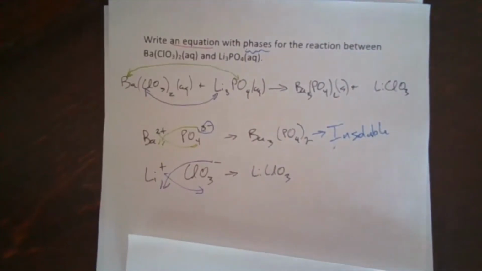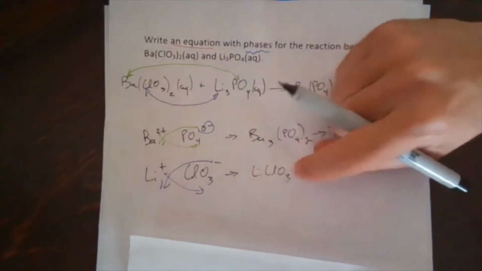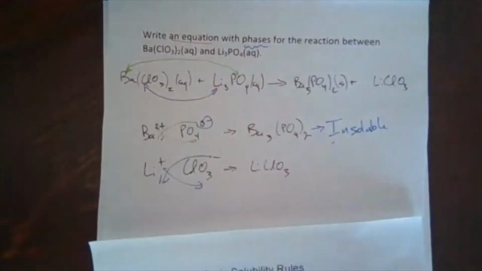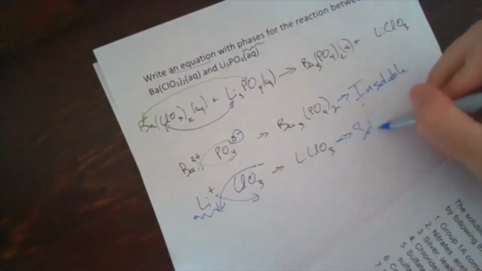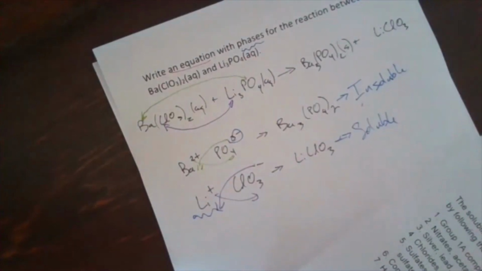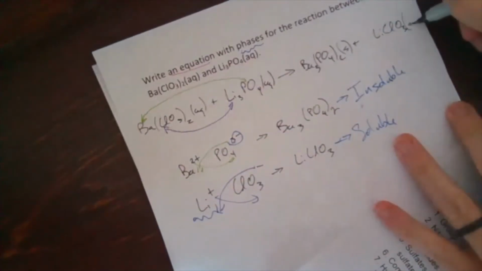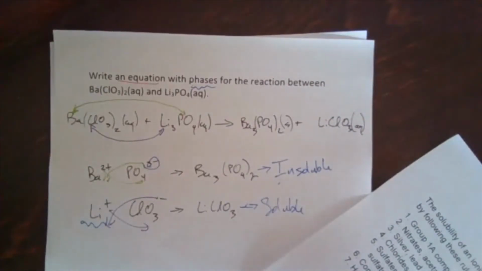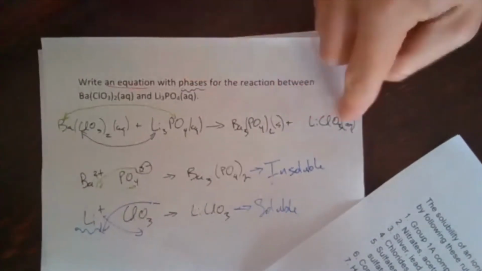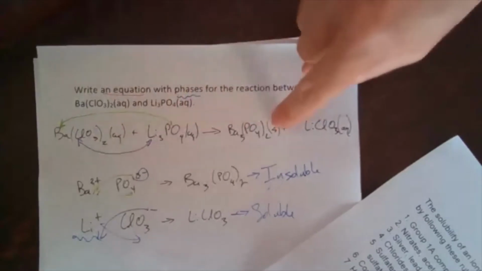It does not dissolve. Lithium chlorate then, lithium, that's group 1A. So when we see the lithium right here, that is going to be soluble. So lithium chlorate gets AQ. So we were explicitly asked for phases: aqueous, aqueous, solid, aqueous.